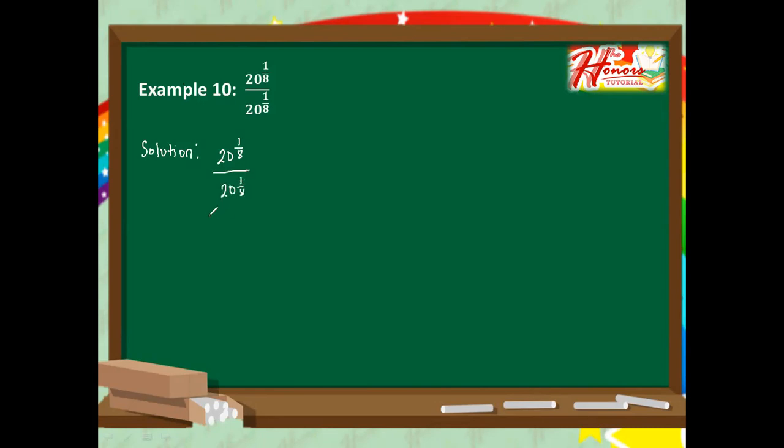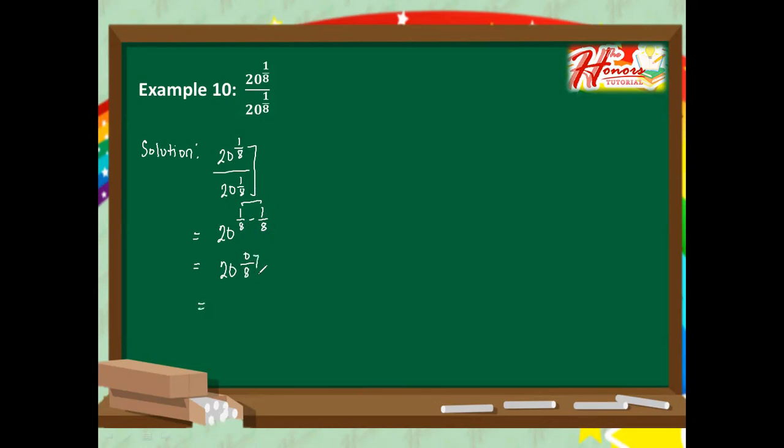Since this is division, we have to subtract the exponents. So copy the base because the bases are the same. So we have here 20 raised to 1 over 8 minus 1 over 8. Since we have here similar fractions, meaning same denominators, kindly subtract the numerators directly. So copy the base first and subtract the numerators. 1 minus 1, that's 0 over 8. We will just copy the denominator.